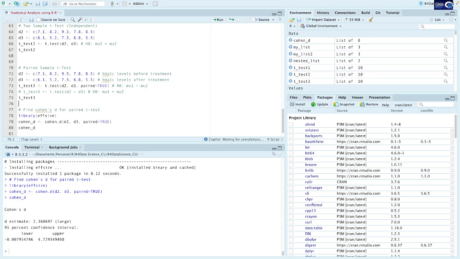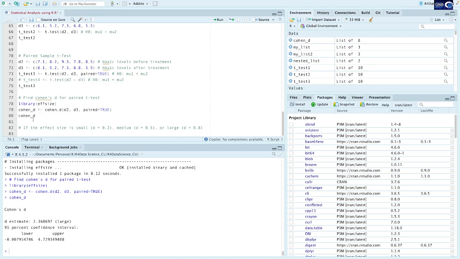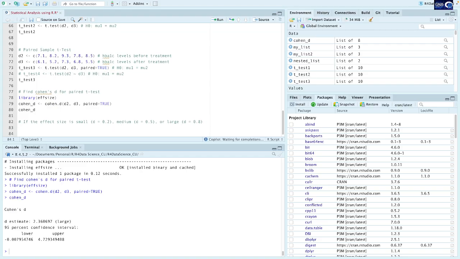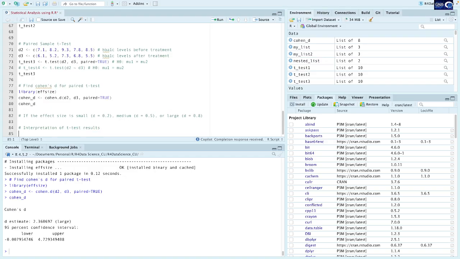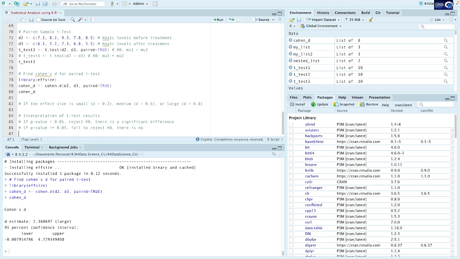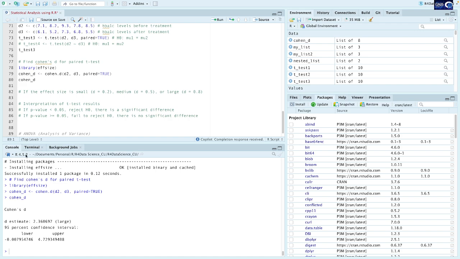Mostly in your academics, you won't go through the effect size and post hoc test for every test, so this is also important. And when it comes to the interpretation of this paired t-test, based on these two factors, we usually do the interpretation.